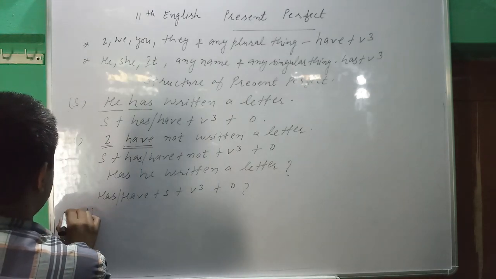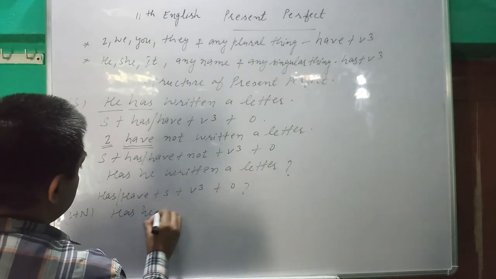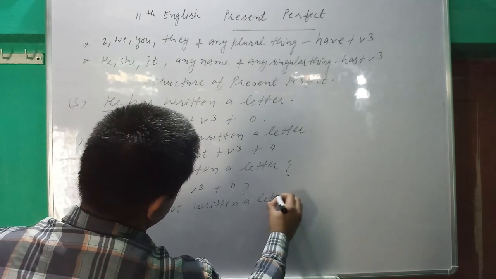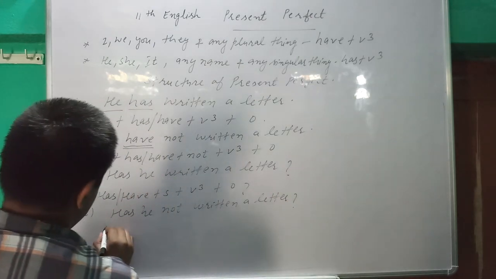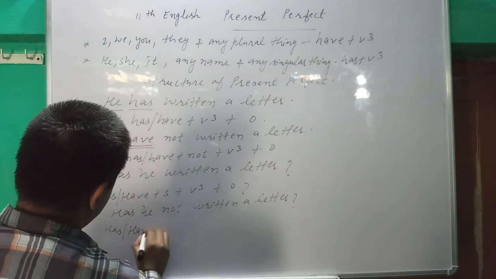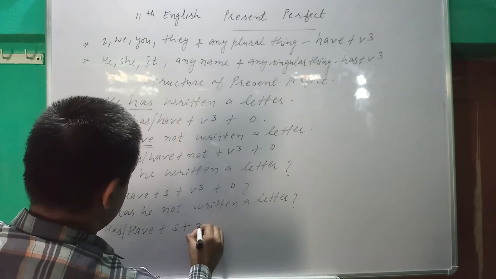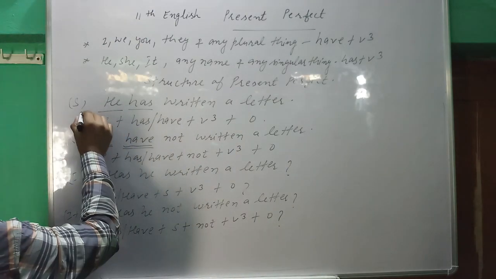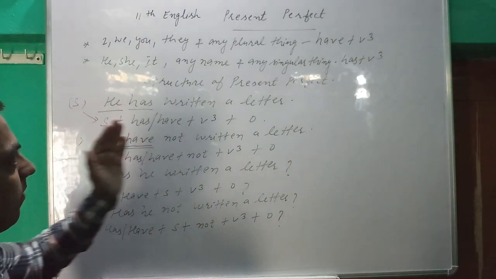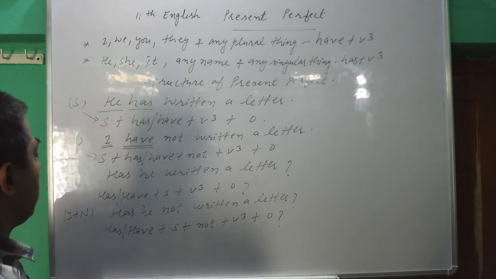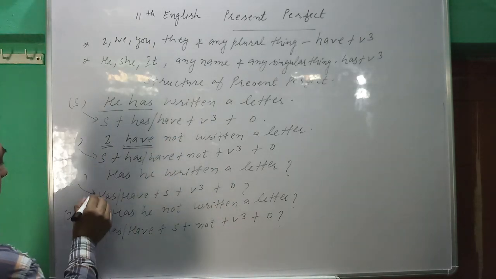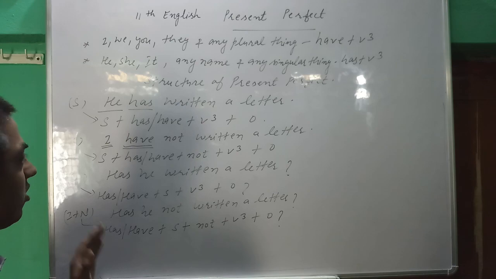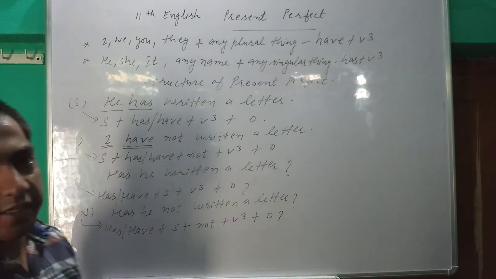Interrogative plus negative: Has he not written a letter? Okay. Has/have plus subject plus not plus third form of verb plus object, interrogative mark. This is the structure for simple sentence of present perfect. This is the structure for negative sentence of present perfect. This is the structure for interrogative sentence of present perfect. This is the structure for interrogative plus negative sentence of present perfect.